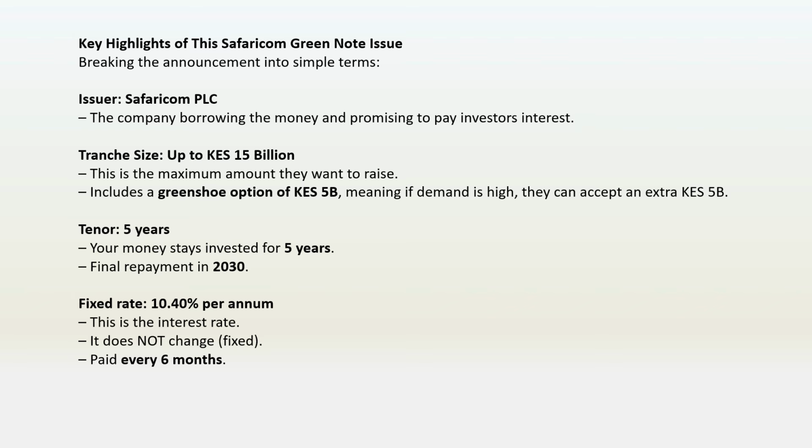So there is a fixed rate, that is the interest they are paying, 10.4%. So 10.4% times the amount that you invest, if it is 50,000. That interest is paid semi-annually, every 6 months. And it doesn't change, it is fixed. From now all the way 5 years, it will stay at 10.4%. And it is paid every 6 months. As I have said, semi-annually. Most of the corporate bonds, that's how they pay.